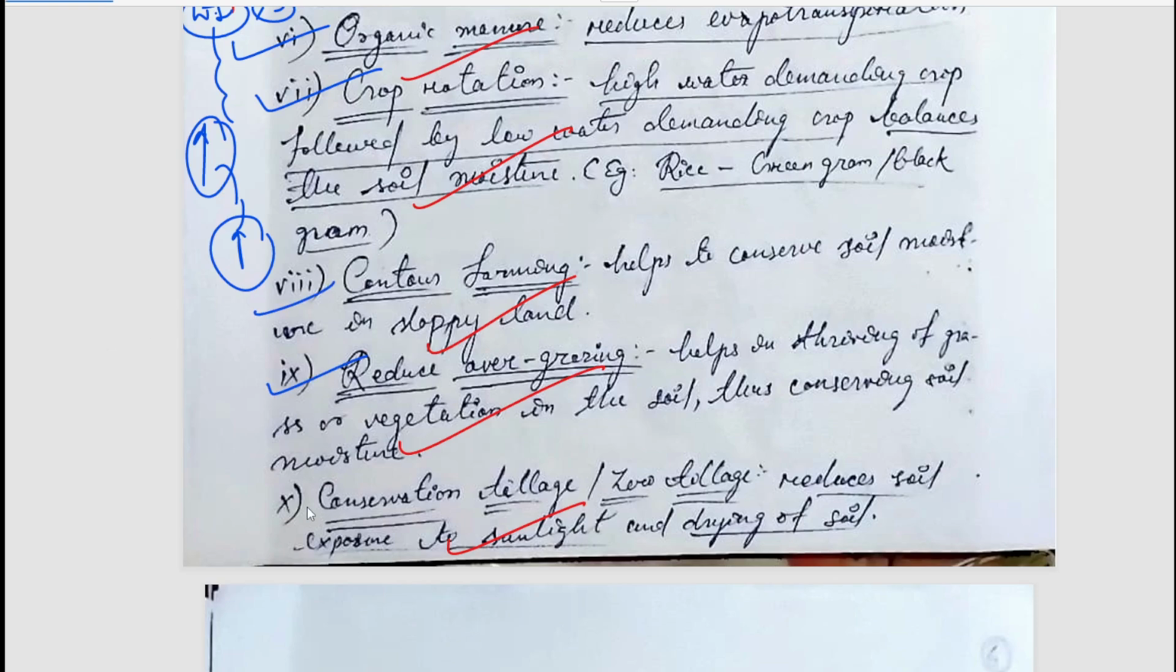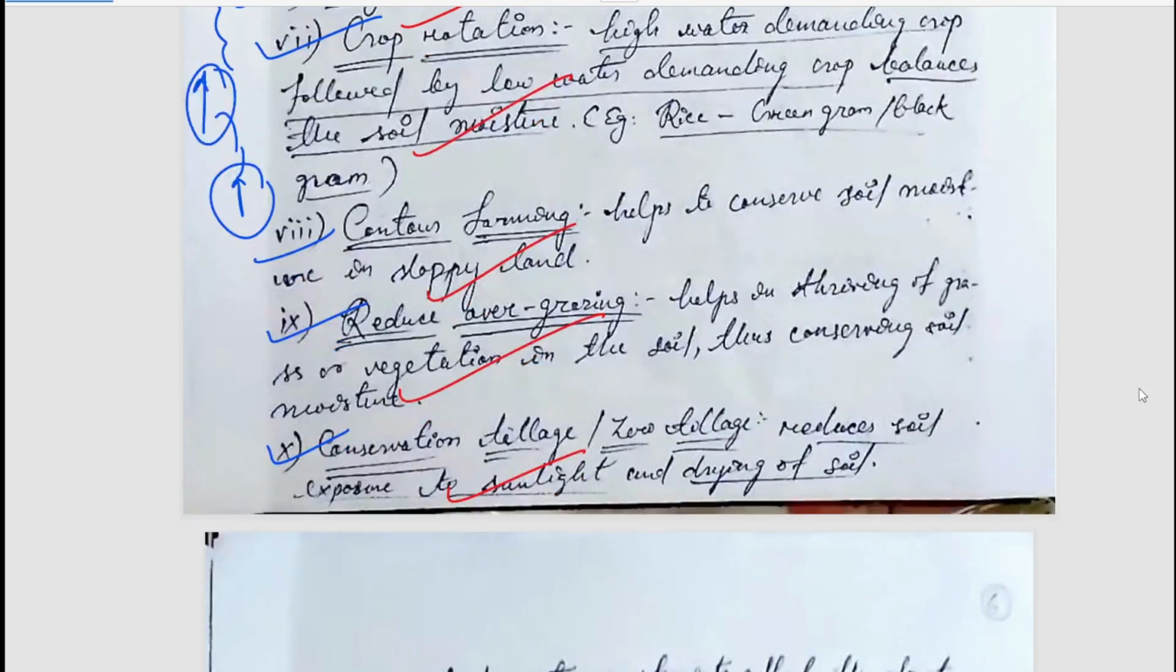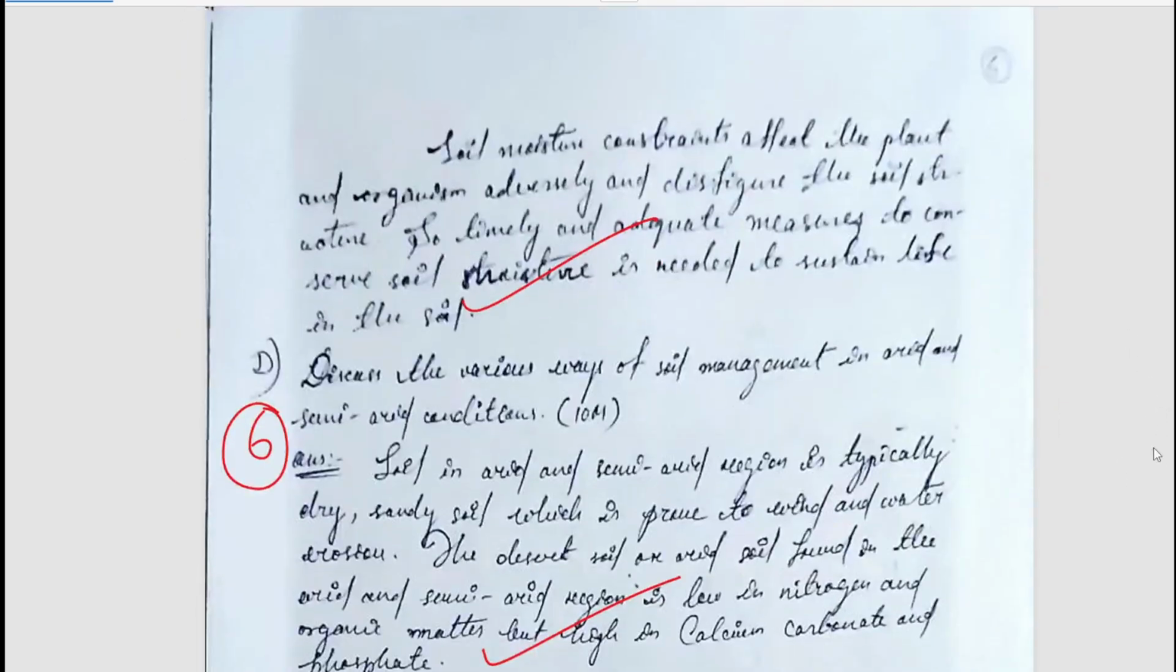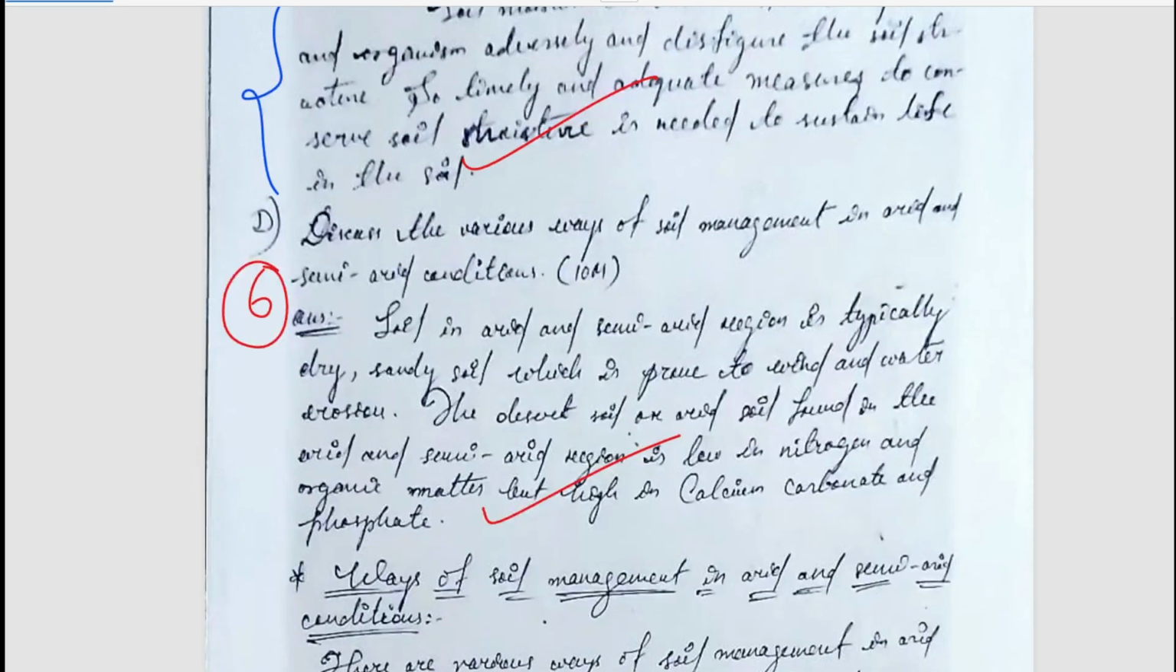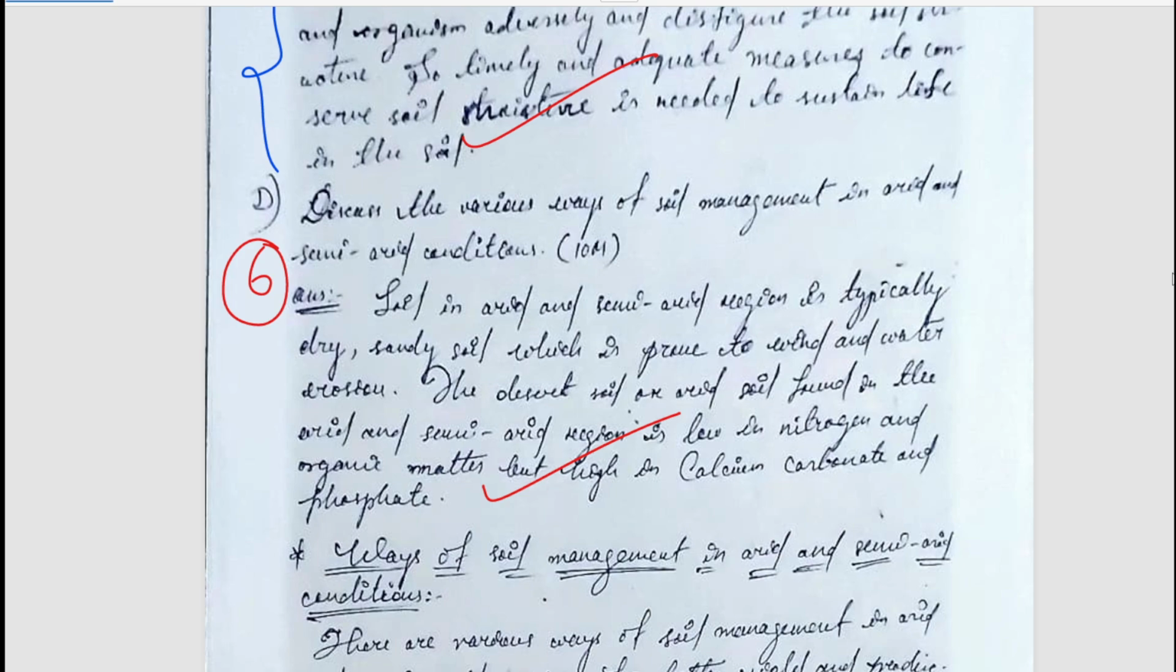Overgrazing should be reduced. Conservation tillage and zero tillage can be practiced. You all know these points, these are simple ones. And then conclude nicely. Don't put that much stress on the conclusion. Try to use positive sentences, and one to two lines in the conclusion is more than enough. Especially in 10 markers, you can give some details in 20 markers, but in 10 markers, one to two positive lines is enough for a conclusion.